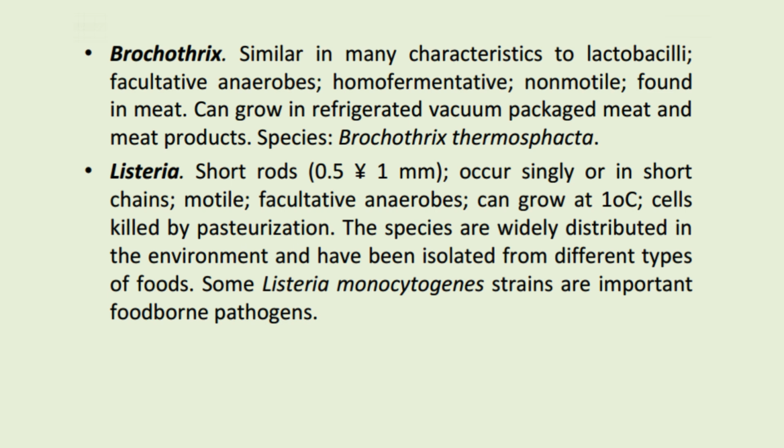Another important genus is Listeria. These are short rods that occur singly or in short chains. They are motile facultative anaerobes that can grow at 10 degrees Celsius, though the cells are killed by pasteurization. Some Listeria monocytogenes strains are important foodborne pathogens.